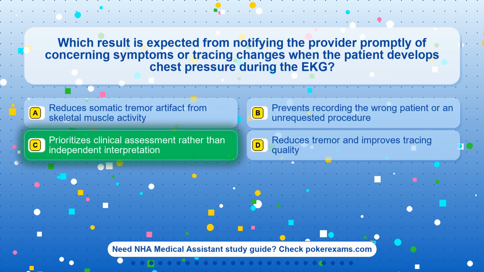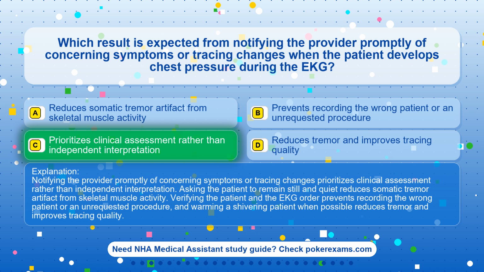The correct answer is option C. Prioritizes clinical assessment rather than independent interpretation. Notifying the provider promptly of concerning symptoms or tracing changes prioritizes clinical assessment rather than independent interpretation. Asking the patient to remain still and quiet reduces somatic tremor artifact from skeletal muscle activity. Verifying the patient and the EKG order prevents recording the wrong patient or an unrequested procedure, and warming a shivering patient when possible reduces tremor and improves tracing quality.